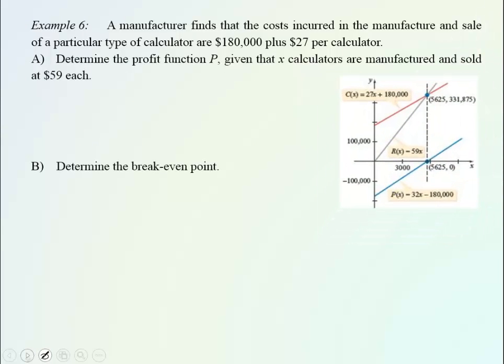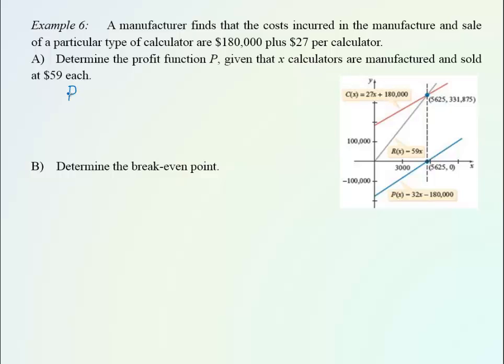Here we have another application. A manufacturer finds that the costs incurred in the manufacture and sale of a particular type of calculator are $180,000 plus $27 per calculator. Determine the profit function P, given that X calculators are manufactured and sold at $59 each.